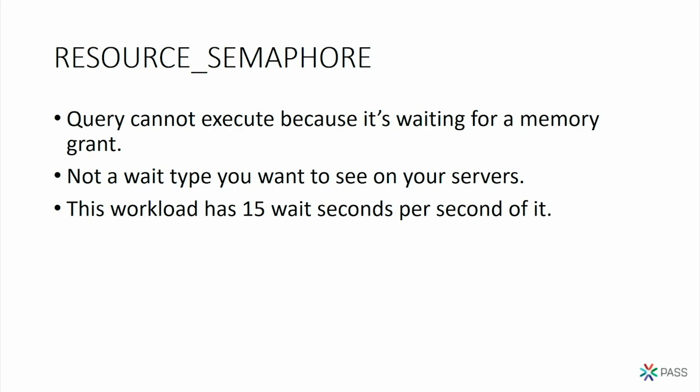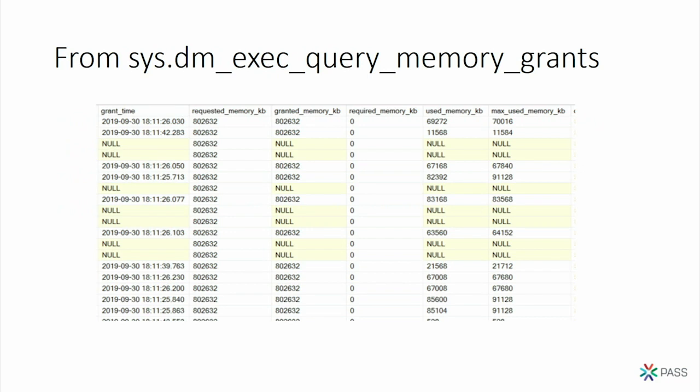So why is this happening? Query wants a memory grant. It can't get it. I hate seeing this wait. If you want my point of view, I suppose you do, because all of you came here. If you ever see this wait, you fix it. And you do the math on this, I get about 15 seconds of this wait per second. You can view this during the workload by checking out the DMV. All of the nulls are queries which could execute but can't because they're running out of memory grant.